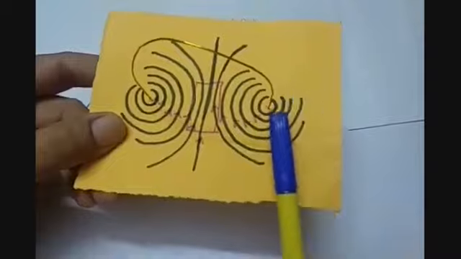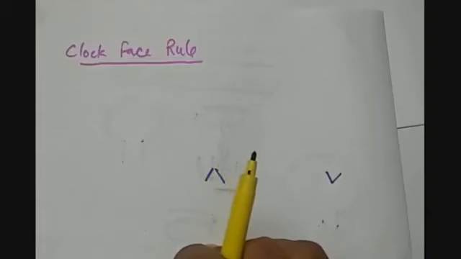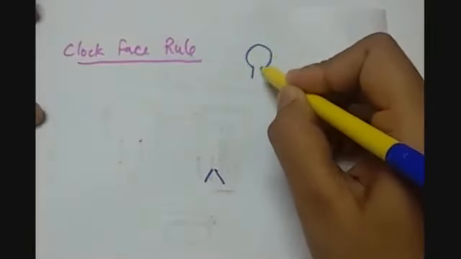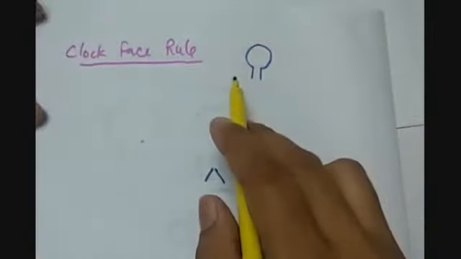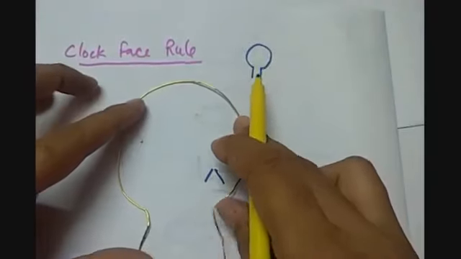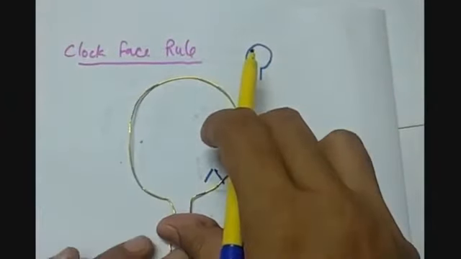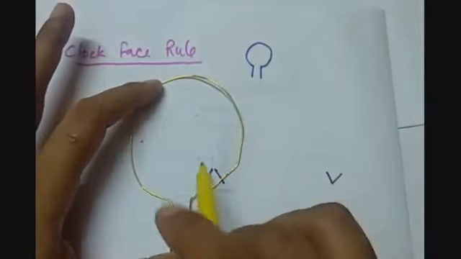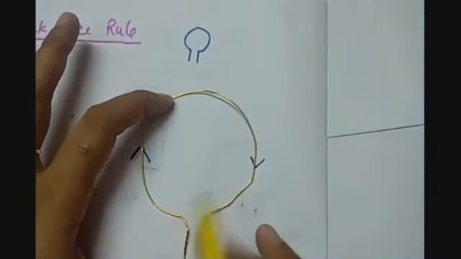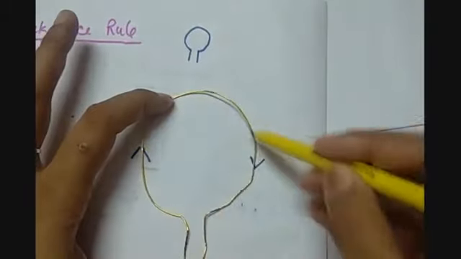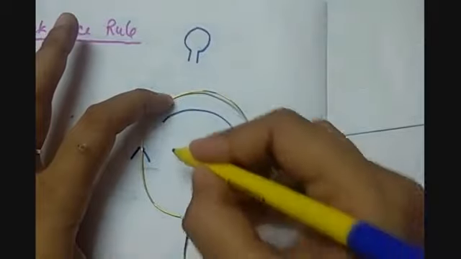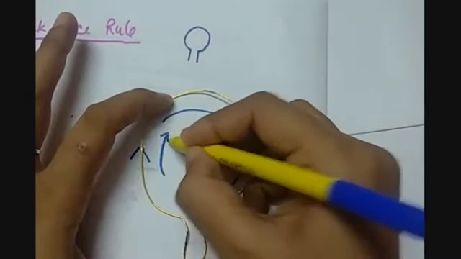or you can say the direction of the current flowing. Another method to find out the direction of the magnetic field strength of a circular loop is to remember the clock face rule. Clock face rule says that when you are standing in front of a circular loop and it behaves as a clock for you, and the current is flowing in such a way that the direction of the current is clockwise. So here the direction of the current is this.